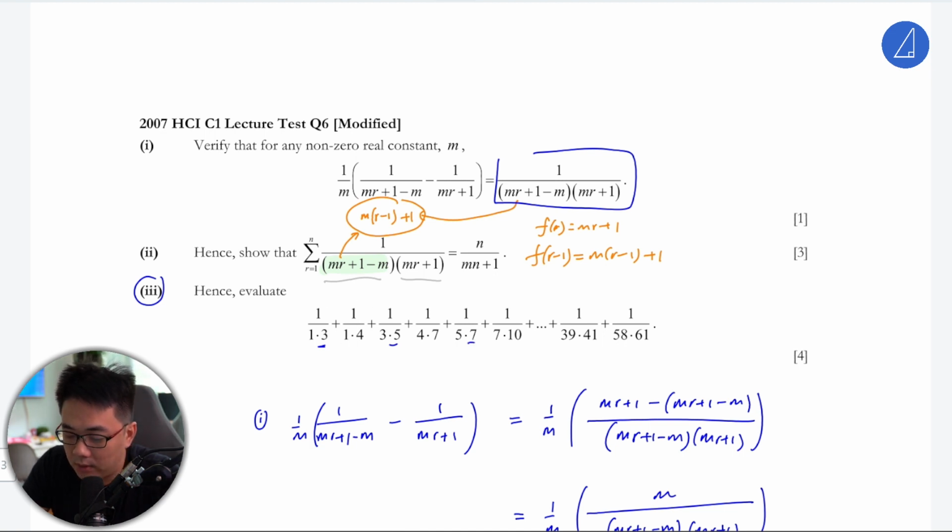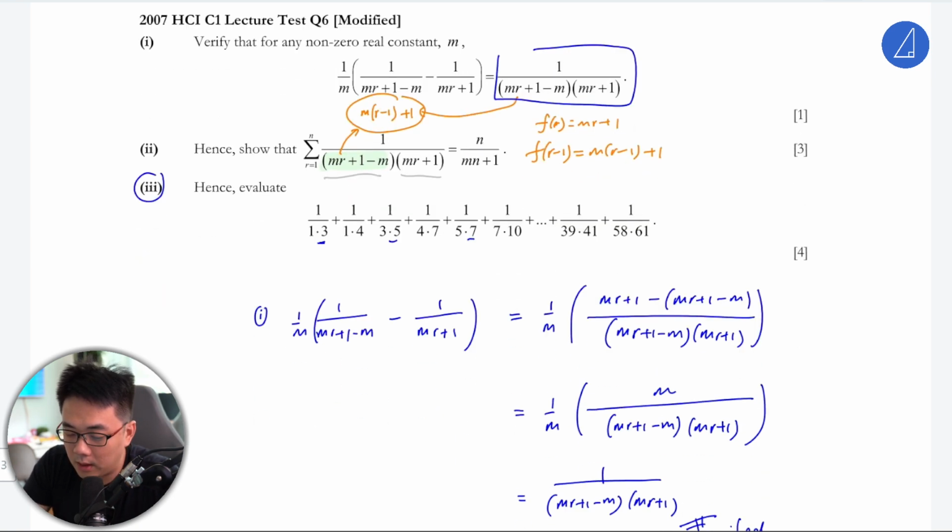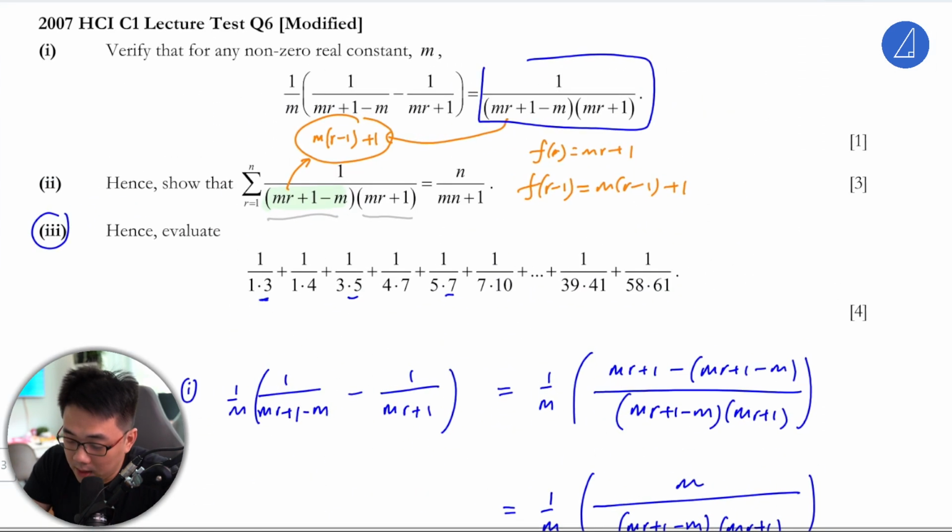So for example, if this is an odd number 3 5 7, I could see that actually there are two series running here. Because 1 3, 3 5, this will correspond to each other, whereas 1 4, 4 7, 7 10, that will correspond to the other one as well. So basically for odd terms, we know that they are 2r plus 1. So I could use that because m is for any real constant.